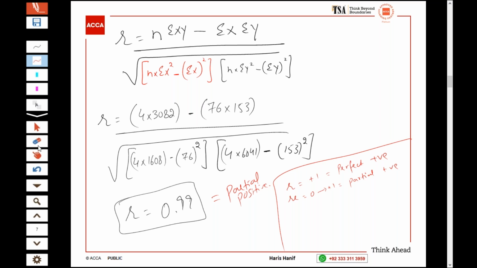If your R is 0, that means no relation. For example, apple and banana, they come. This is the natural production in every season. There is no relationship at all. If your answer is -1, that is perfect negative. And if your answer is in between -1 till 0, it is partial negative. All right. So this is the coefficient of correlation.